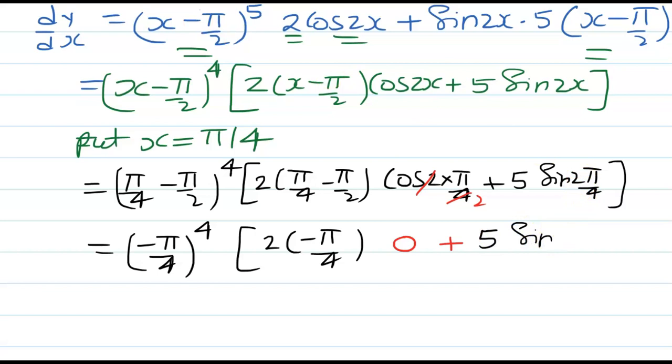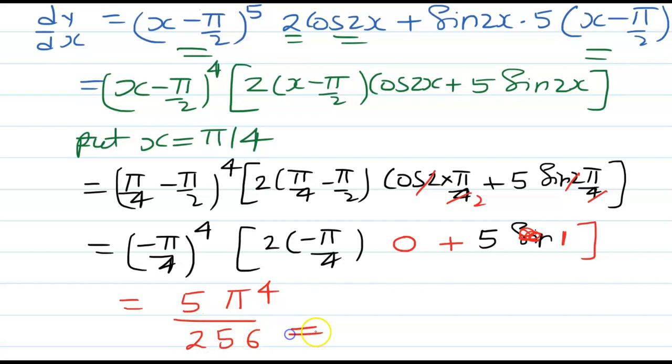And here again you can cancel it, this and this cancel, so sine pi over 2, sine pi over 2 will be 1. So write down 1, 5. Yeah, so if you simplify it, your answer comes 5 pi to the power 4 over 4 to the power 4. Okay, because this term has gone 0, and 4 to the power 4 means 256. Yeah, so that's your final answer.